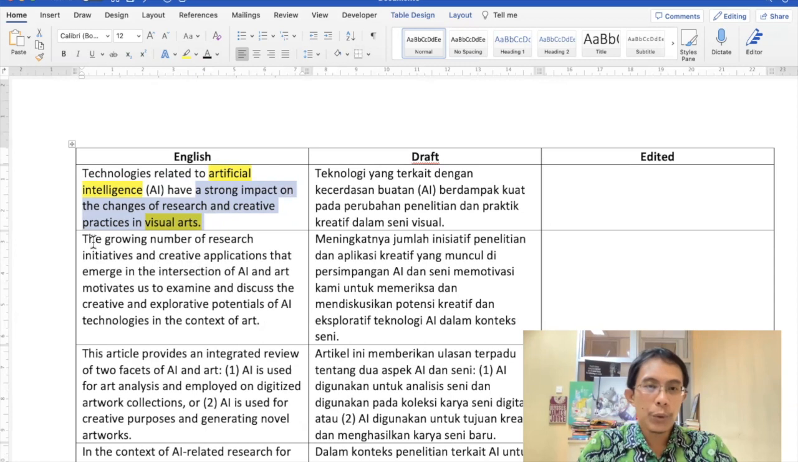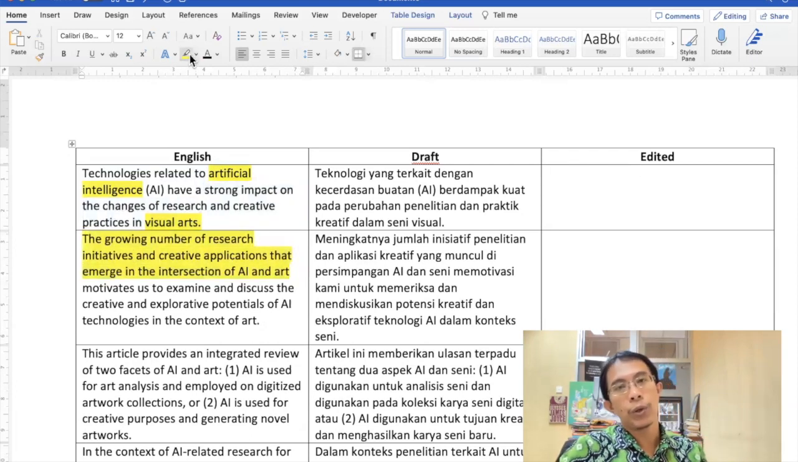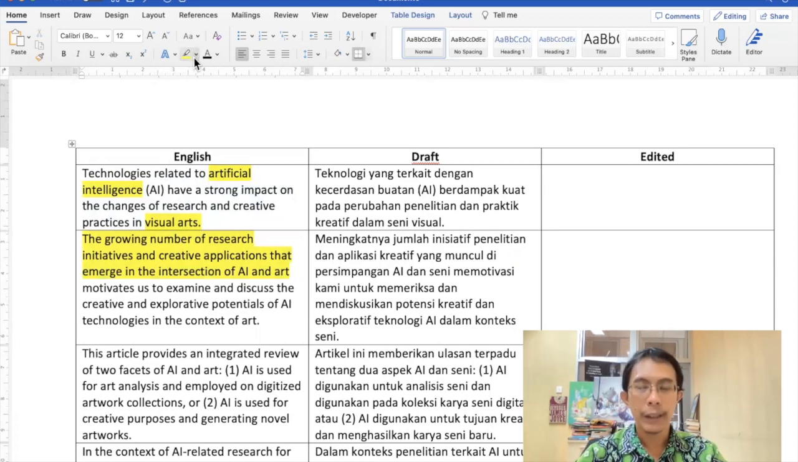Now, we need to find in this sentence which one is the subject. After reading it at a glance, I could spot that this is the subject. This is a skill that we need to always train. We need to be able to identify the subject as quickly as possible and as accurately as possible.